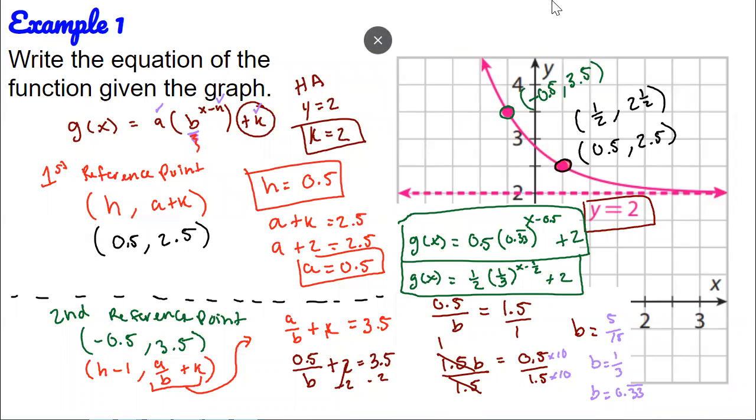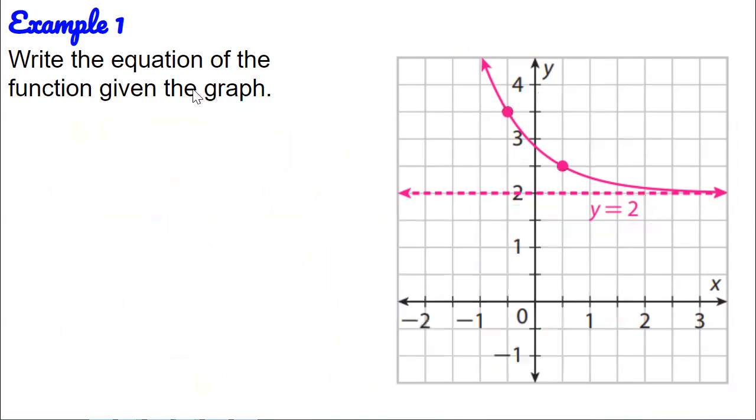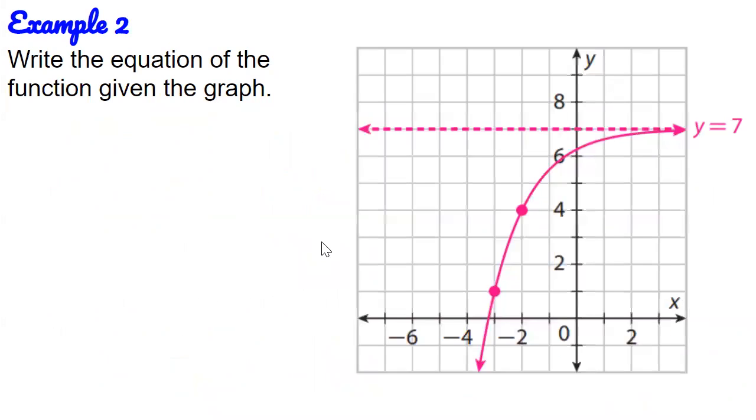All right, let me go ahead and clear. Ready? Okay, I hope the next one is a little bit better. Let's go ahead and try this one now. Write the equation of the function given the graph. First step is to analyze and see if our asymptote is at 0. No, so we're going to use the second part of the column, the second column.